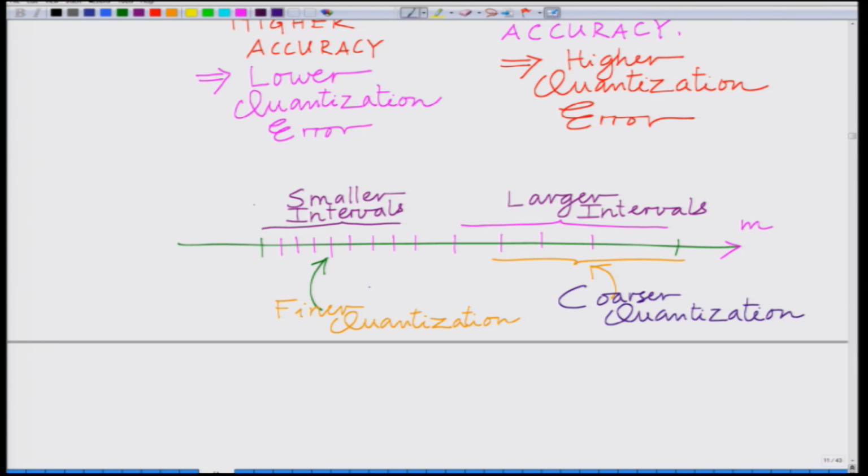So this is finer quantization, so the smaller intervals in the lower amplitude region are quantized very finely, which means the width of the quantization intervals is small, alright, therefore quantization error is lower. If you look at the larger amplitude region, then the width of the quantization intervals is large, the quantization error is higher, therefore these are coarsely or roughly quantized, alright.